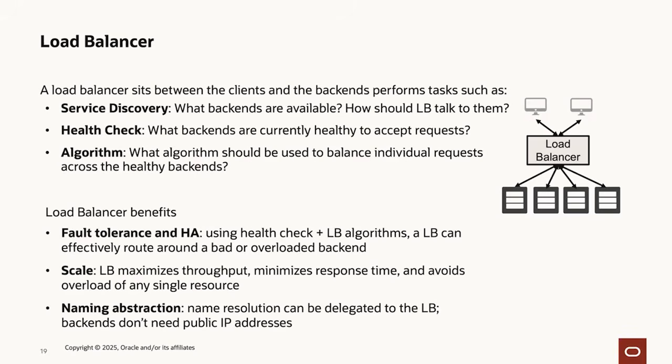Scale. So within Oracle Cloud, our layer 7 or application load balancers have flexible shapes. This means that you can go in and set the minimum and maximum bandwidth, and then the load balancer can scale accordingly. This will avoid overload for any single resource. And then name abstraction. So this allows clients to access your application through a single stable IP address or DNS name. And then your backend servers don't need public IP addresses. They can use private IP addresses, and this enhances security by keeping them isolated from the internet, where the load balancer handles all traffic.